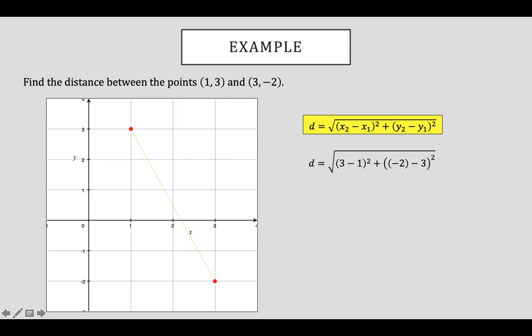3 minus 1 is 2, squared will give us 4. Negative 2 minus 3 is negative 5, squared is 25. So we have the square root of 4 plus 25, which gives us the square root of 29. Now this is a perfectly good final answer. Again, it is nice and exact, and there are no factors of 29 that are perfect squares. There is no way to reduce that radical.